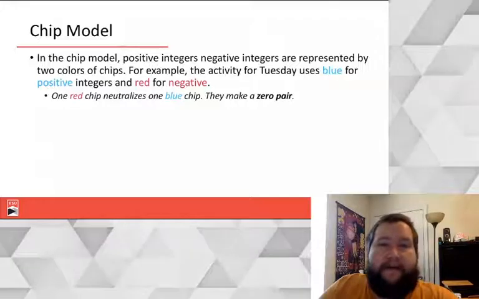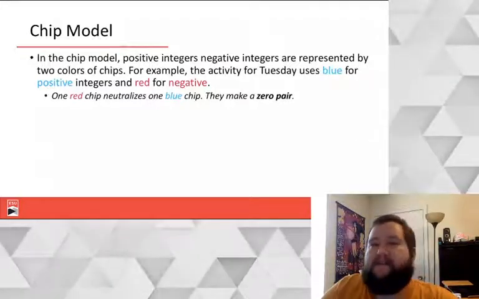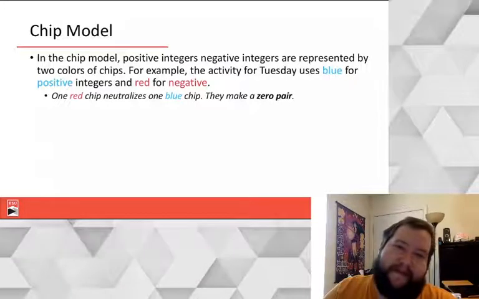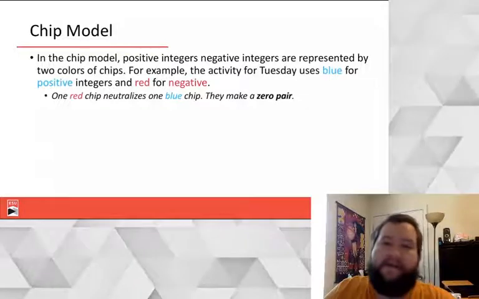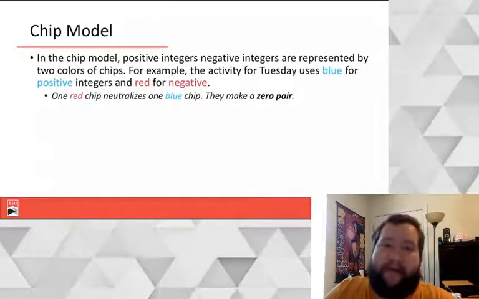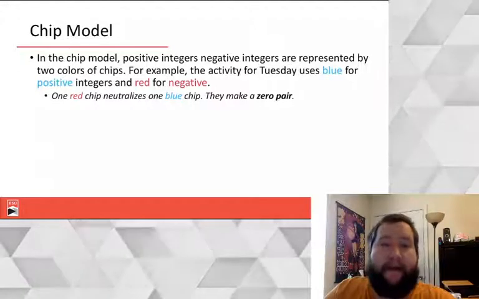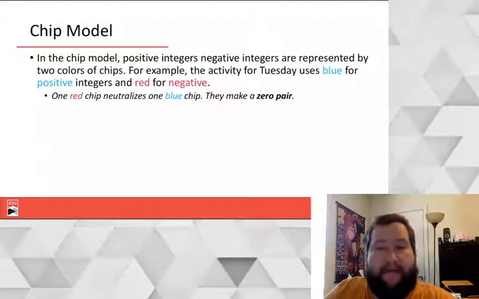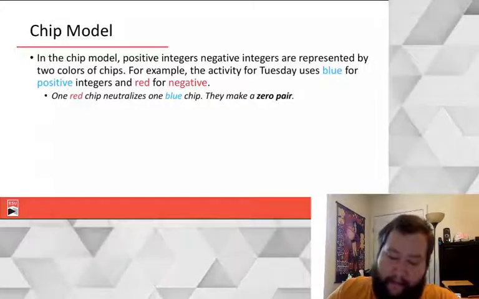So in the chip model, positive integers and negative integers are represented by 2 colors of chips. So for example, in Tuesday's activity, we're going to use blue for positive and red for negative. And so the rules for this are 1 red chip or 1 negative neutralizes 1 blue chip. They make what's called a 0 pair. So a red and a blue is 0, just like a positive 1 and a -1 is 0.